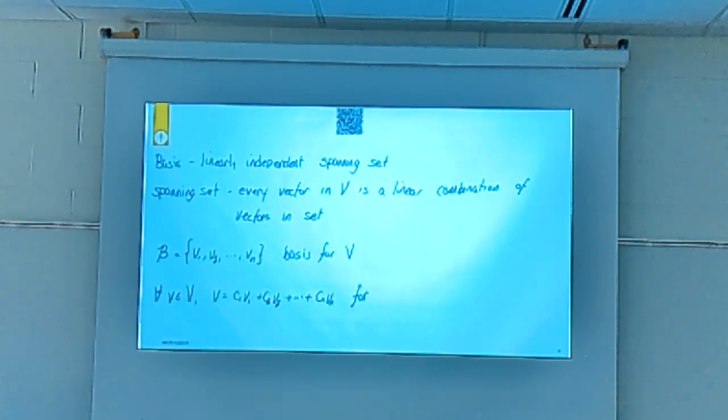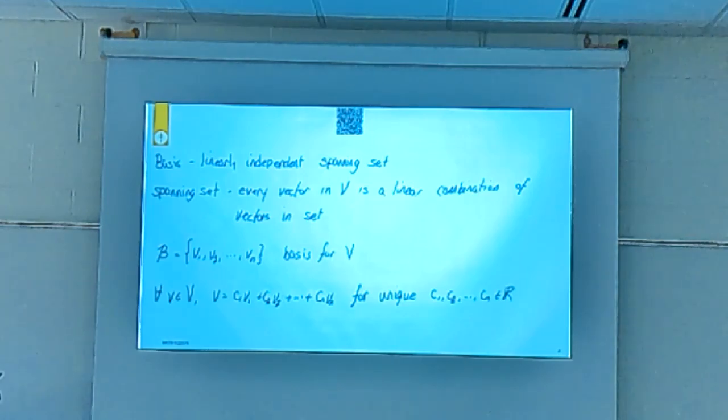Can C1 be a different value? Can you have multiple values for C1? Multiple values for C2? So they're unique. Each vector has a unique set of constants that would make this true for this given basis. If I have a different basis, then your C's will be different, but they'll be unique for that basis.